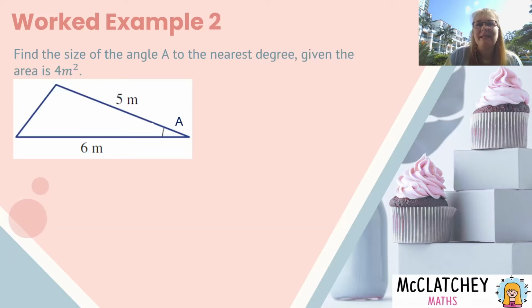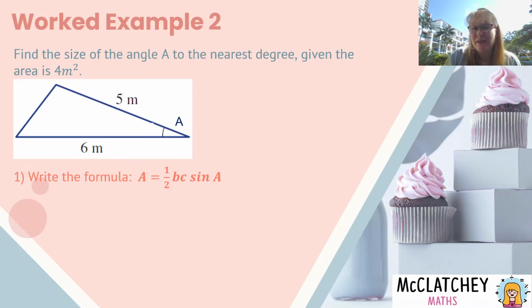That was a pretty easy example, but what about this one? We need to find the angle this time. We're working backwards, and we're given that the area is 4 meters squared. So once again, you need to remember that it's not a right angle triangle, and it's not something you can just drop a perpendicular line into.